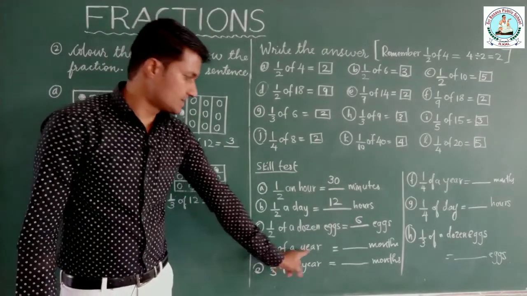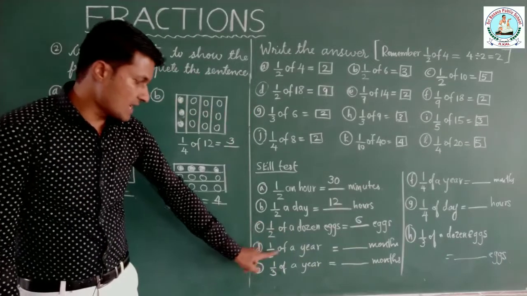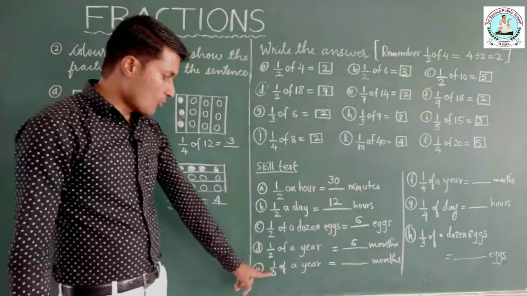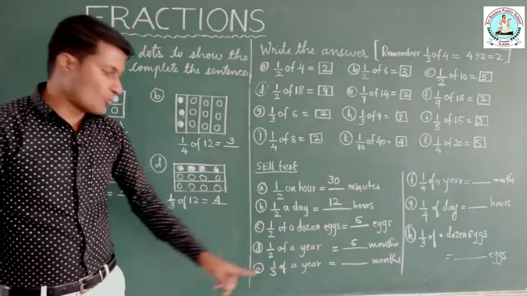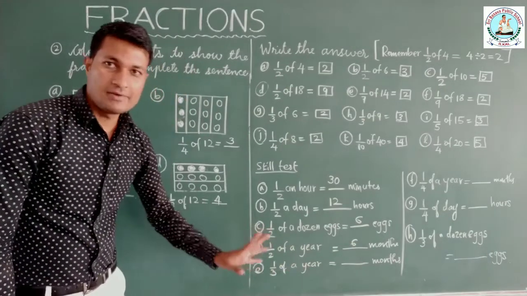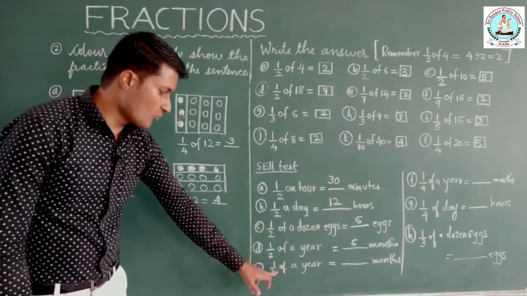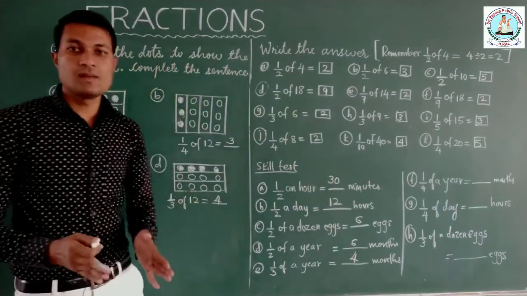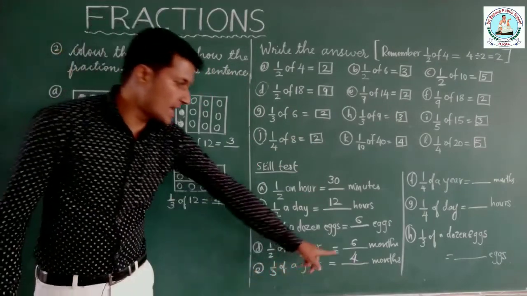Then D, half of a year. They are asking the answers in months. As I said, 1 year equals 12 months. Then what is the half of 12 months? That is 6 months, correct? Then 1/3 of a year. They are asking the answers again in months. So 1 year equals 12 months. So what is the 1/3 of 12? Are you getting the idea? In place of 1 year, I am taking 12 months. So what is the 1/3 of 12 months? It is 4 months. So when 12 months are broken into 3 equal parts, then each part will have 4 months, right?